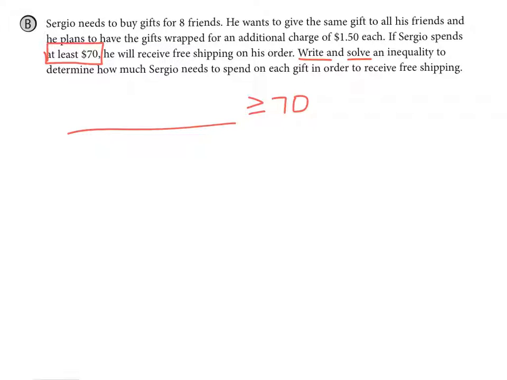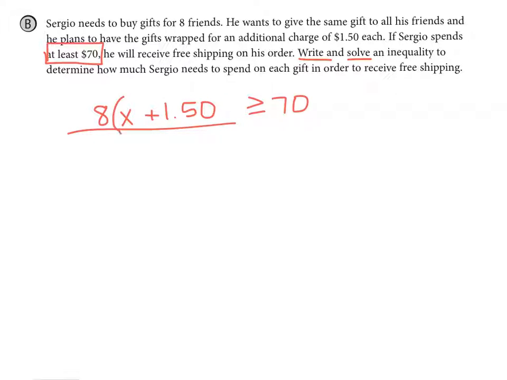It says he wants to buy gifts for 8 friends. All right. He wants to give the same gift to all 8 friends, but each gift also has an additional charge of $1.50. All right, so I'm buying for 8 friends, and if it was just 8 gifts, I could maybe just say 8x. But I also need to add $1.50. Now, if I leave it like this, that means it's an additional $1.50 for all of the gifts. Right, like you just pay $1.50 and they wrap however many gifts you give them. But that's not true. You want to add $1.50 for every single gift.